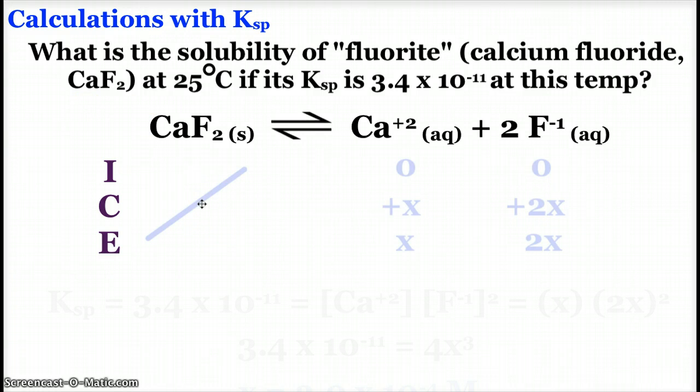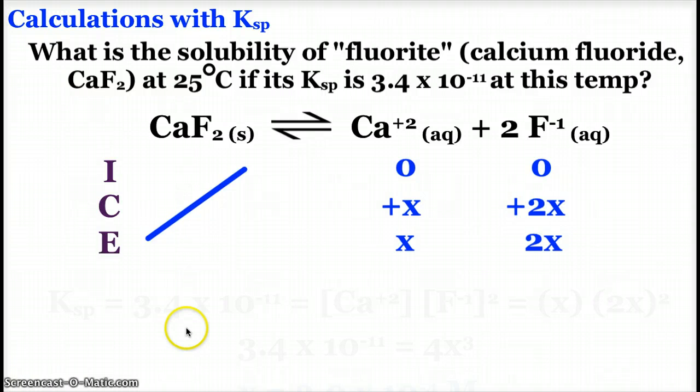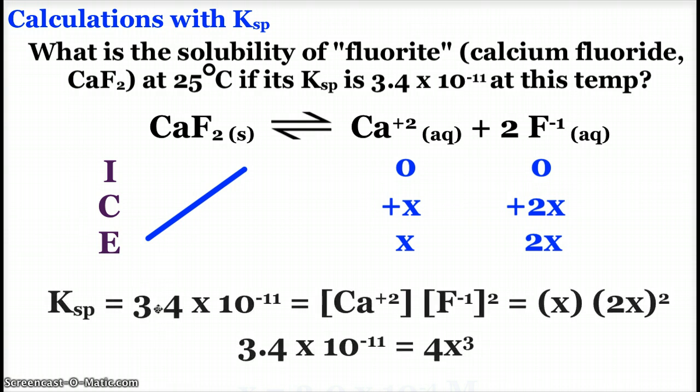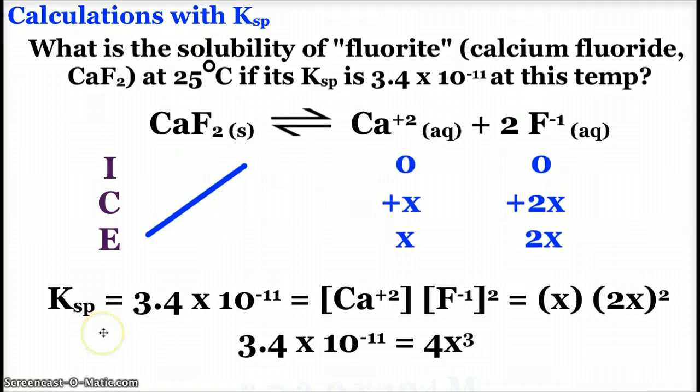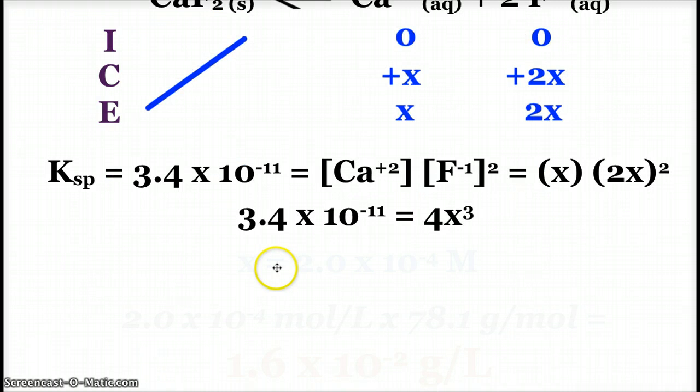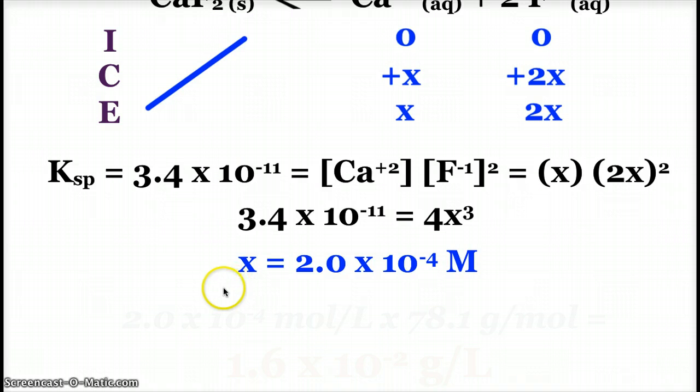So when I set up my ICE table, I end up with, at equilibrium, X for the calcium ion, 2X for fluoride. I know my K value, and so I just plug into the expression, and I see that my Ksp is going to be equal to 4X cubed. And so I just have to solve that. Divide by 4, take the cube root, and we get X is equal to 2 times 10 to the negative fourth molar. So that's the molar solubility.